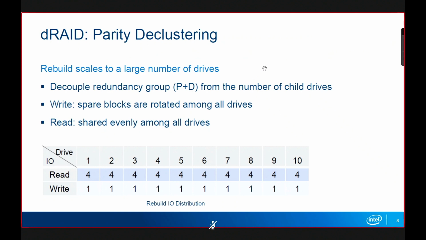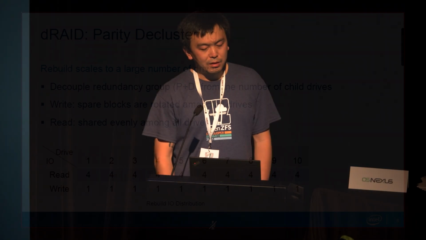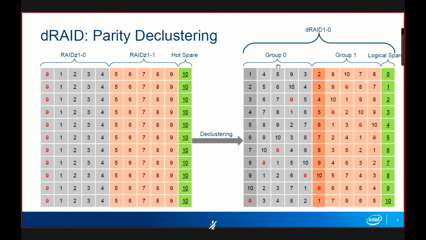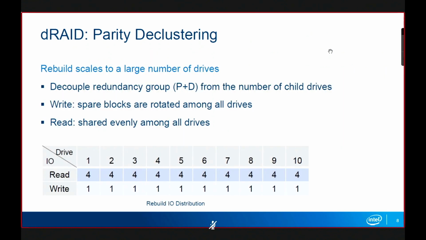So to summarize, we solve the read and write throughput bottleneck problems by distributing the read and write workload among all the drives instead of just the drives that belong to a single redundancy group. And also, if we move back, from here we can also see that each parity group consists of 1 parity plus 4 data, but at the same time the dRAID vdev has 11 drives. So dRAID essentially decouples the redundancy group size from the number of child drives.